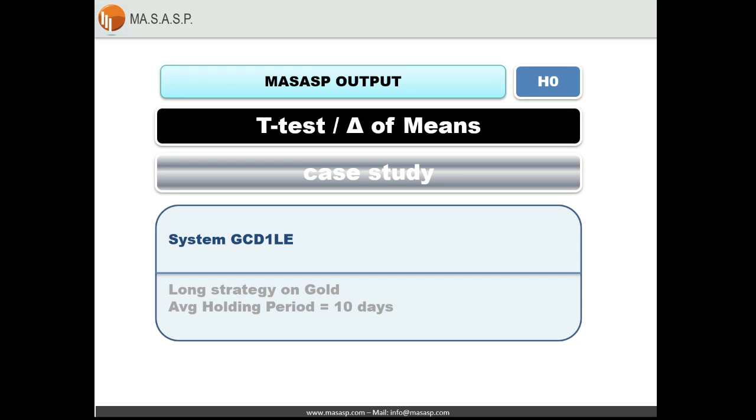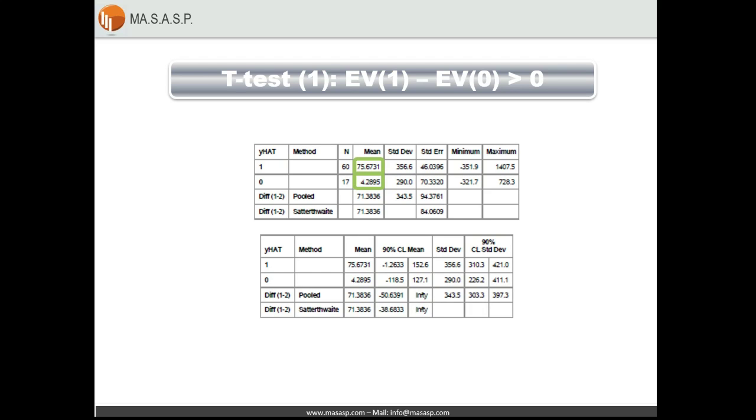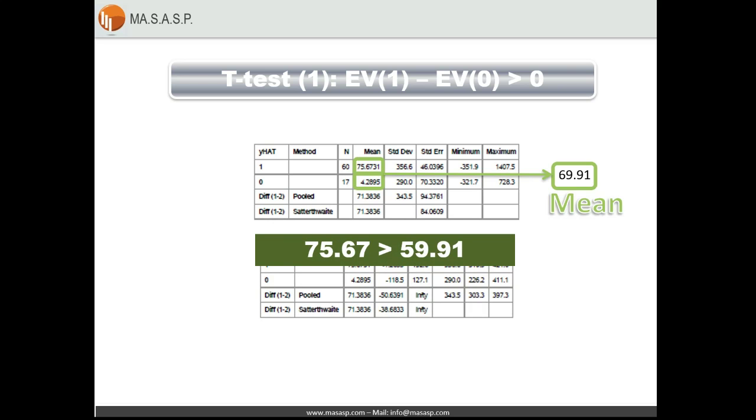Let's have a look at the other system which goes long on gold. Here the outcomes are even more satisfactory. The predictive model delivers on each trade an extra return of 16 basis points on average: 75.67 basis points minus 59.91 basis points. That definitely assures us that the system will give positive returns in any market conditions.